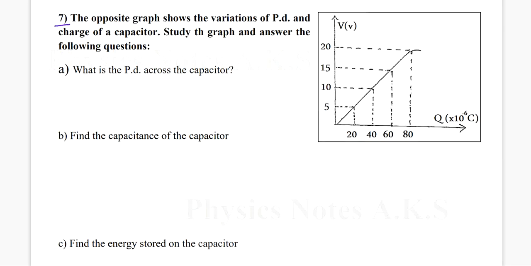Question 7 says the opposite graph shows the variation of potential difference and charge of a capacitor. Study the graph and answer the following questions. The first, A, asks what is the potential difference across the capacitor? Of course, here, after it stopped charging.